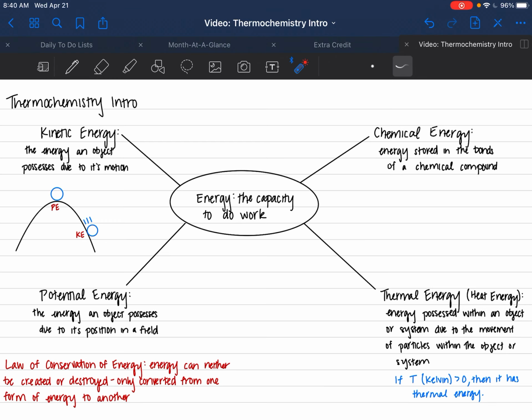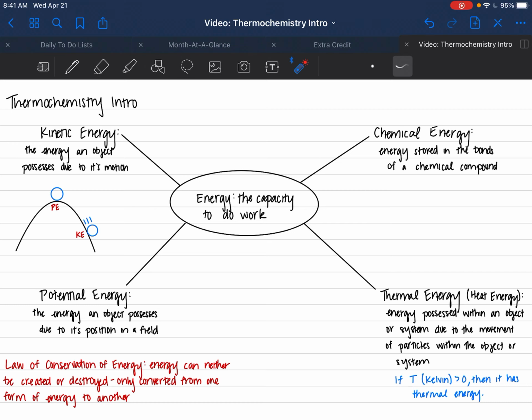On the right-hand side are the ones that we're going to be using more often for our class when we're talking about thermochemistry. The first is chemical energy. So this is energy stored in the bonds of a chemical compound. So we can change that amount by either breaking those bonds or forming new bonds. We are changing the amount of chemical energy in that system.